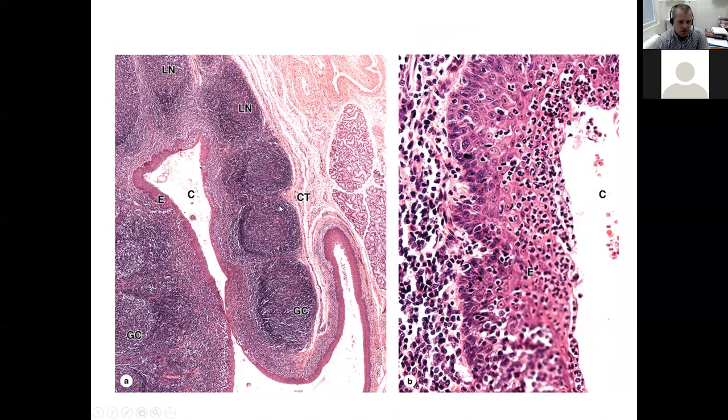This is an organ with lymphatic nodules, but it's covered by mucosa that has the stratified squamous non-keratinized epithelium. So this must be a tonsil. This is a tonsillar crypt. You can see how the lymphocytes are penetrating the surface epithelium. So the nice layered structure of the epithelium is disrupted by these penetrating lymphocytes.